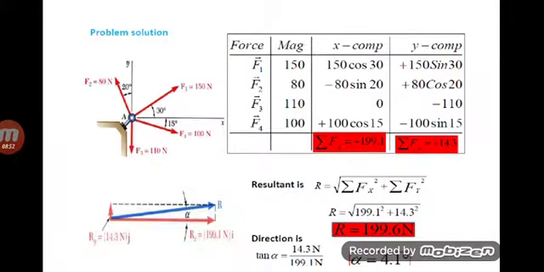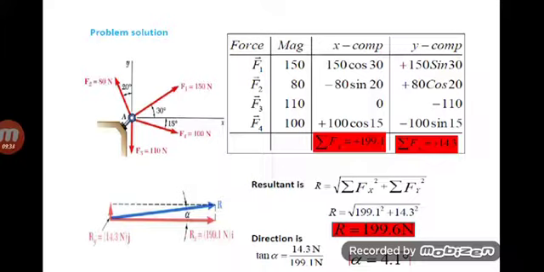Here, first you draw a table. There you write the forces F1, F2, F3, F4, then the magnitudes: 150, 80, 110 and 100. Then you need to find the X component and the Y component, right? For example, take the F1 force, 150. What is the X component here? F1 cos theta, that we know. Theta is 30 degrees. So 150 cos theta will be the X component. What is the Y component? F1 sin theta will be the Y component. That's what is written there, 150 sin theta.